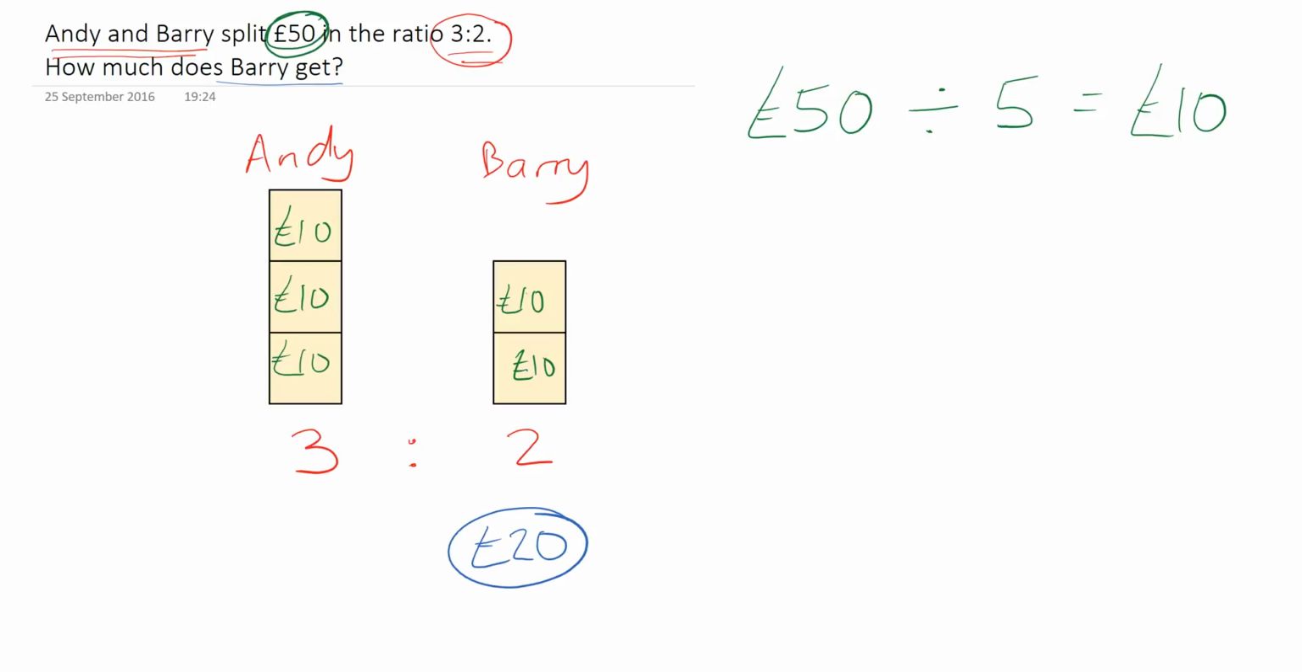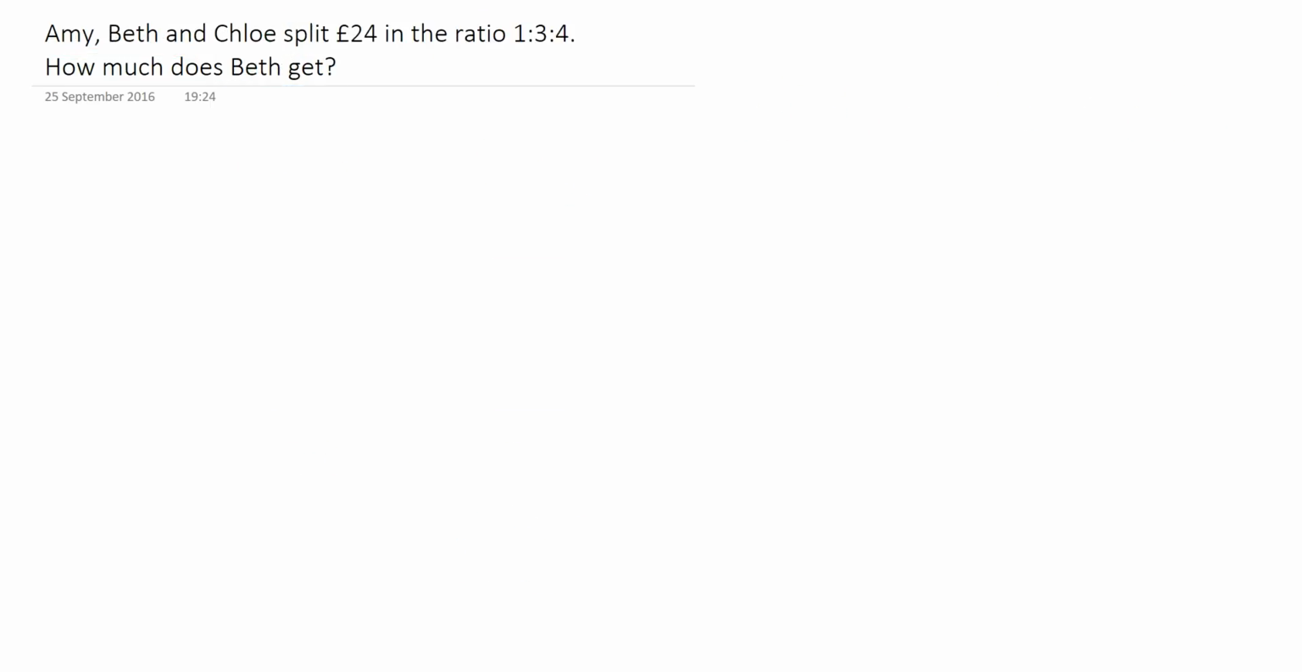Let's try another one. The second question is ever so slightly more difficult, but it's the same kind of idea. This time we've got 3 people. Amy, Beth and Chloe split £24 in the ratio 1:3:4. The first thing I'm going to do is write these 3 names at the top. So we've got Amy, Beth, and Chloe.